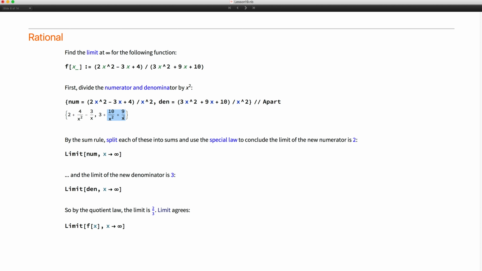Okay, so that's a rational case. And now let's take a case where you have a combination of a radical and a rational.